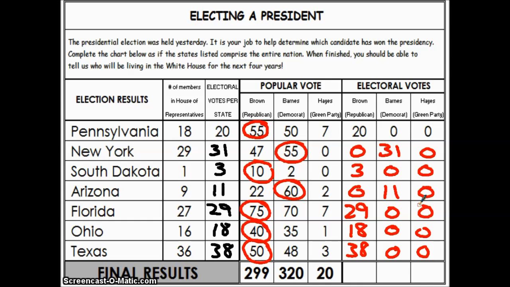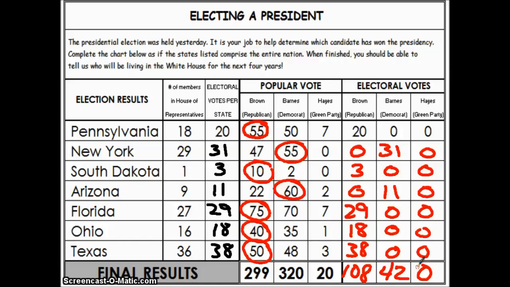So when you add up the electoral votes, you have 108 for Brown. Okay, Barnes has 42, and Hayes has 0. And third-party candidates, it's not realistic that they would even win a state anymore, let alone an election. But again, I'll talk about how they impact here.